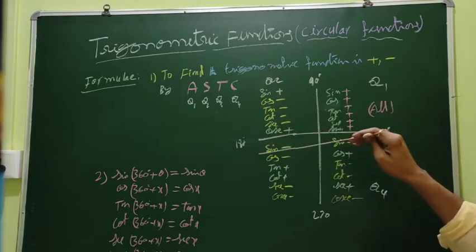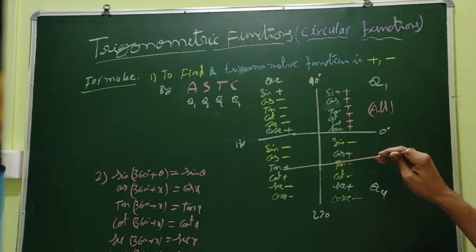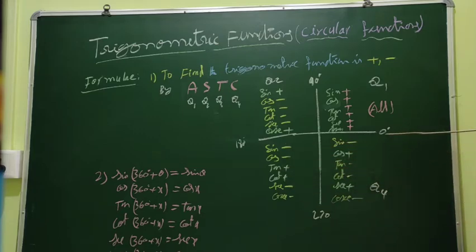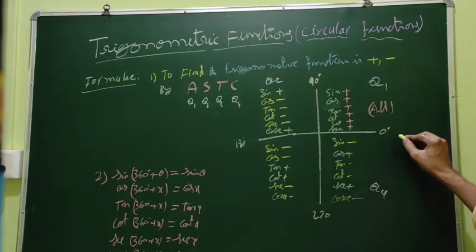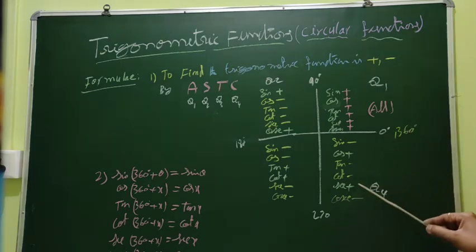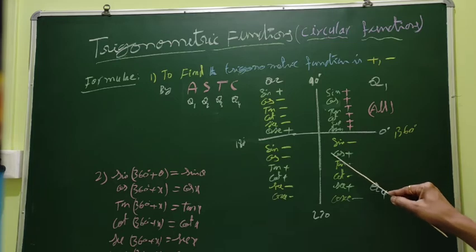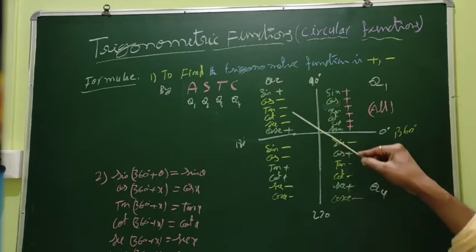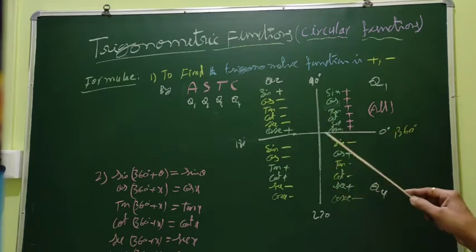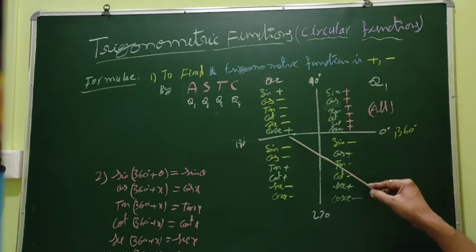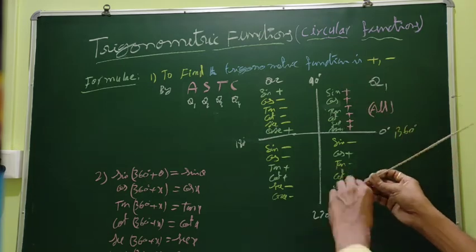In the third quadrant, more than 180, tan and cot are positive, remaining negative. 270 to 360 degrees, it is 360 also. When the rotation is complete, it is 360 degrees. Now more than 270, the fourth quadrant: cos and sec are positive, remaining are negative. The yellow colors are negative and other colors are positive. See this. Now it is more than 360 degrees.